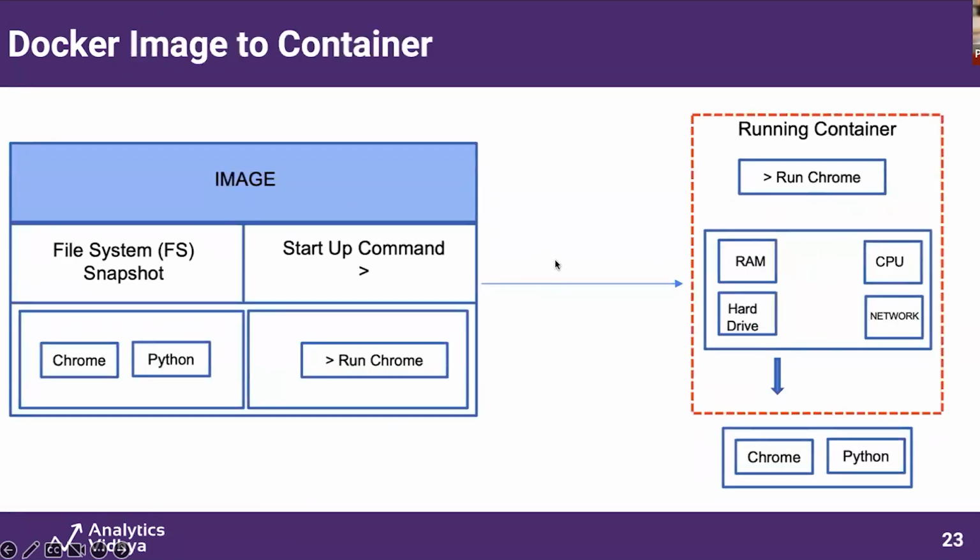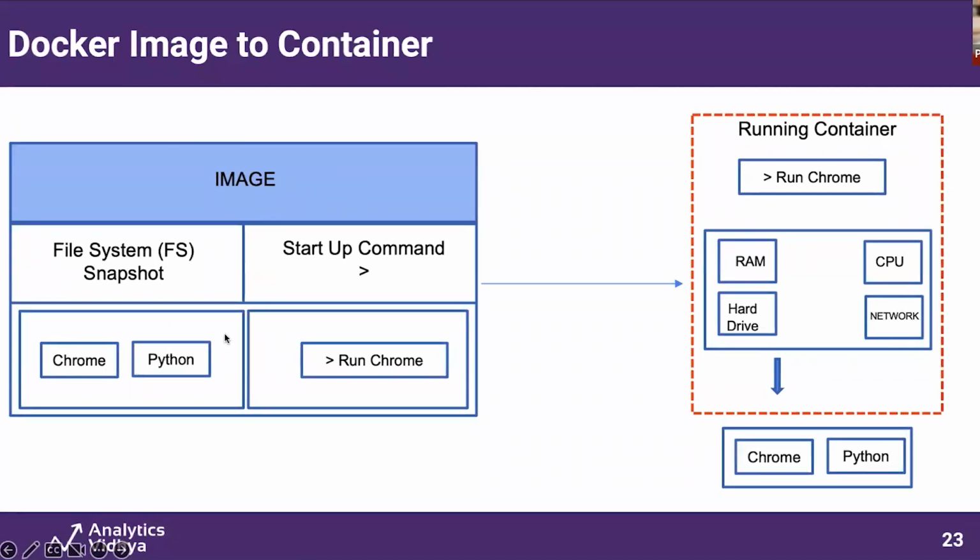Okay. Now, what is the transition from a Docker image to a container, if we were to ask? What does an image contain? We understand the image comes from a Dockerfile, and the Dockerfile has certain commands. When we build an image from a Dockerfile, it has two mandatory things. One is a file system snapshot. Let's say I want to run two applications, Chrome and Python. What are the essential files or file system I need to have in order to run inside the container?